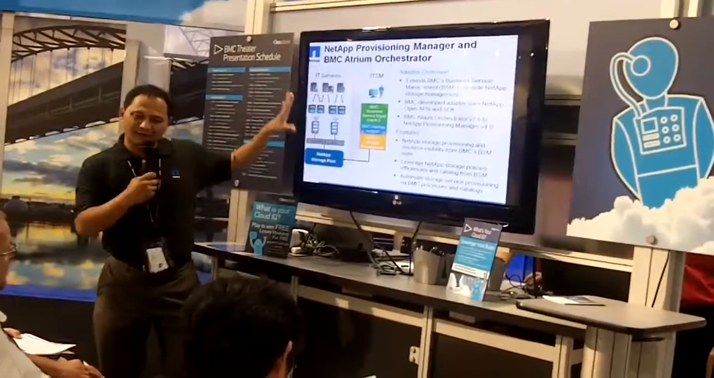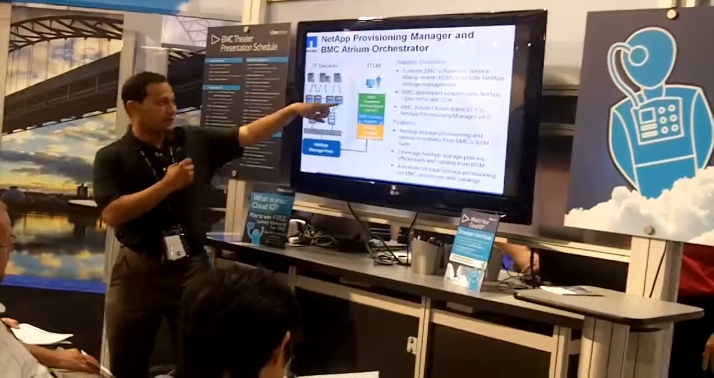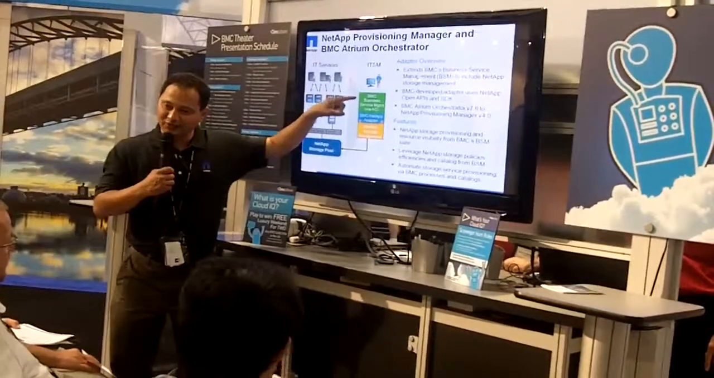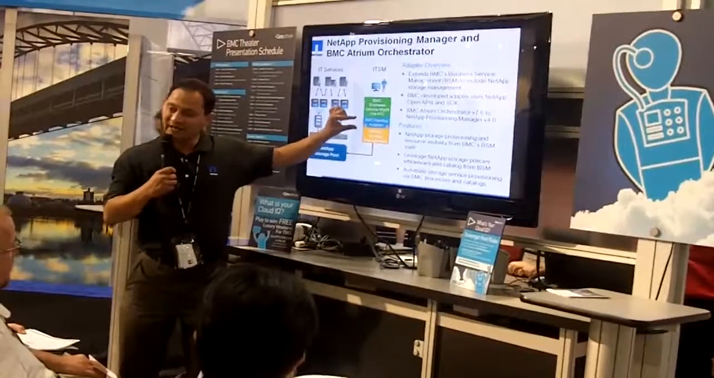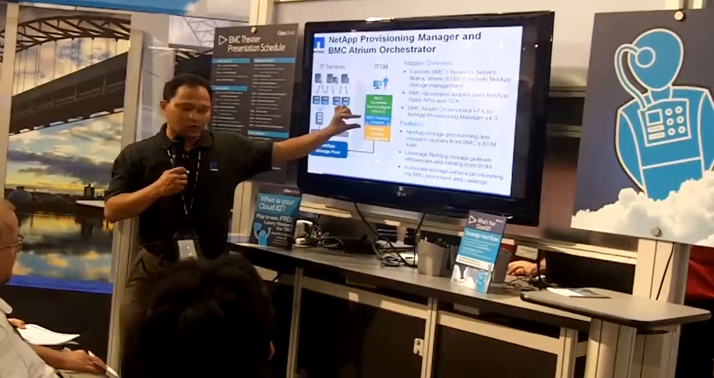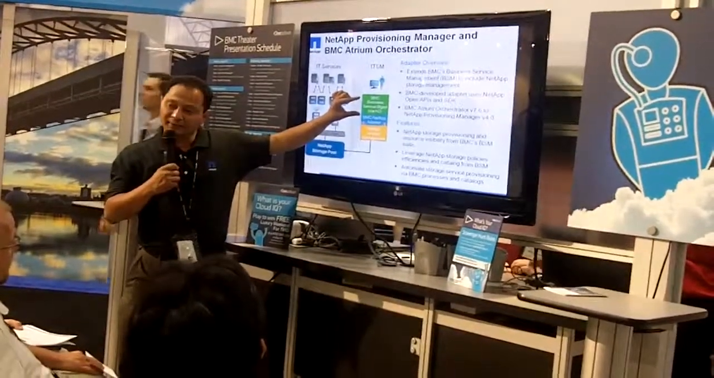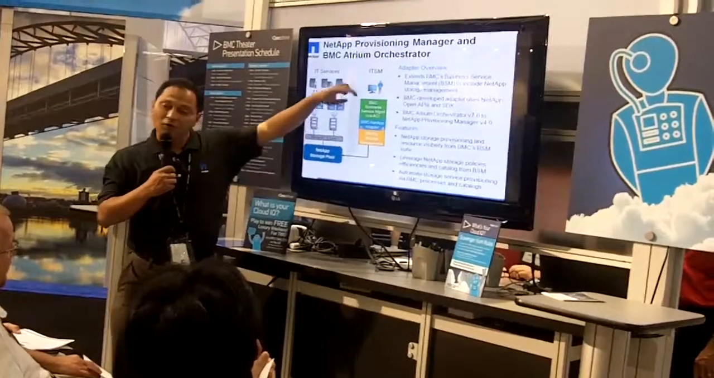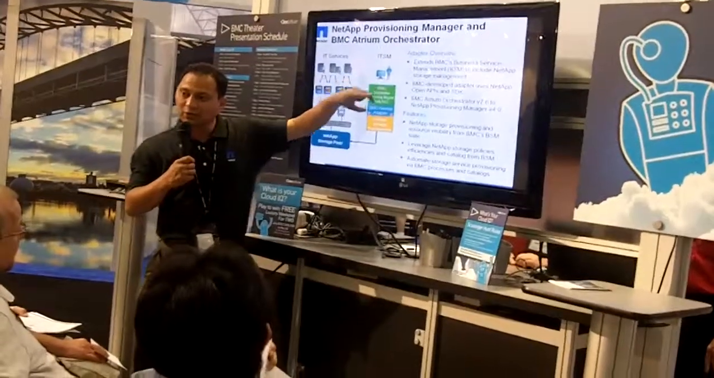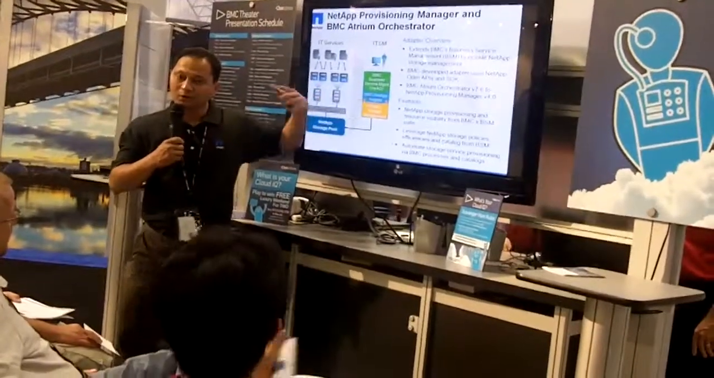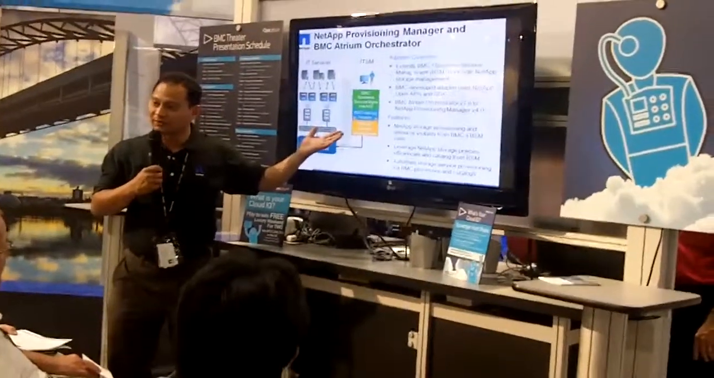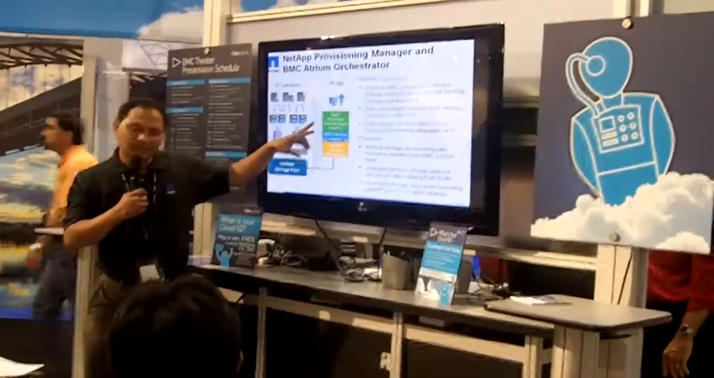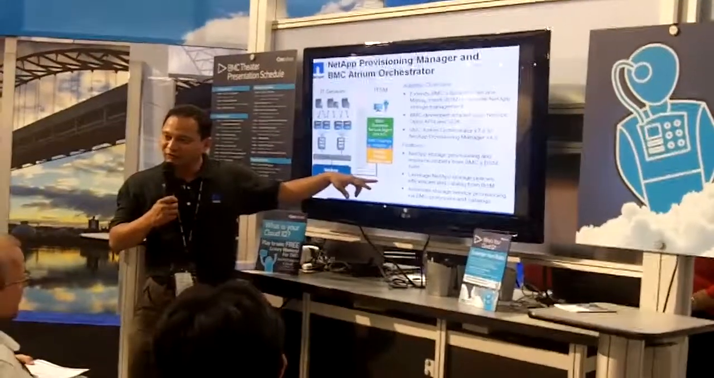Okay, so this is a very high-level diagram saying that BMC has the BMC Atrium Orchestrator. They have come up with an adapter, and with this adapter, the BMC Atrium Orchestrator is integrated with NetApp Provisioning Manager, and that's how from a BMC Atrium Orchestrator you can provision storage, a gold level, silver level, bronze level, whatever it is. The customer need not go to a NetApp interface to get storage.